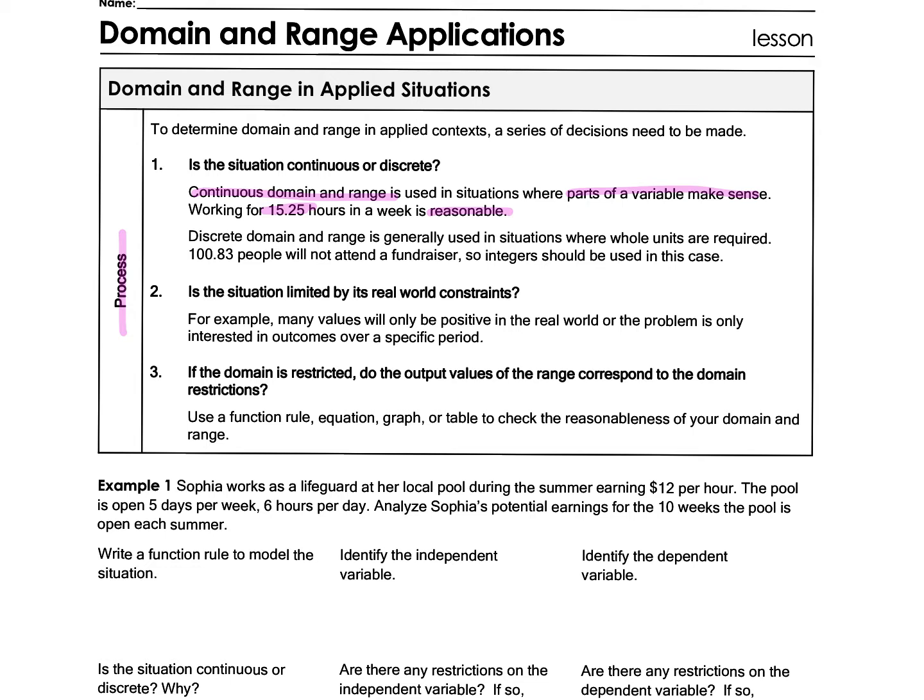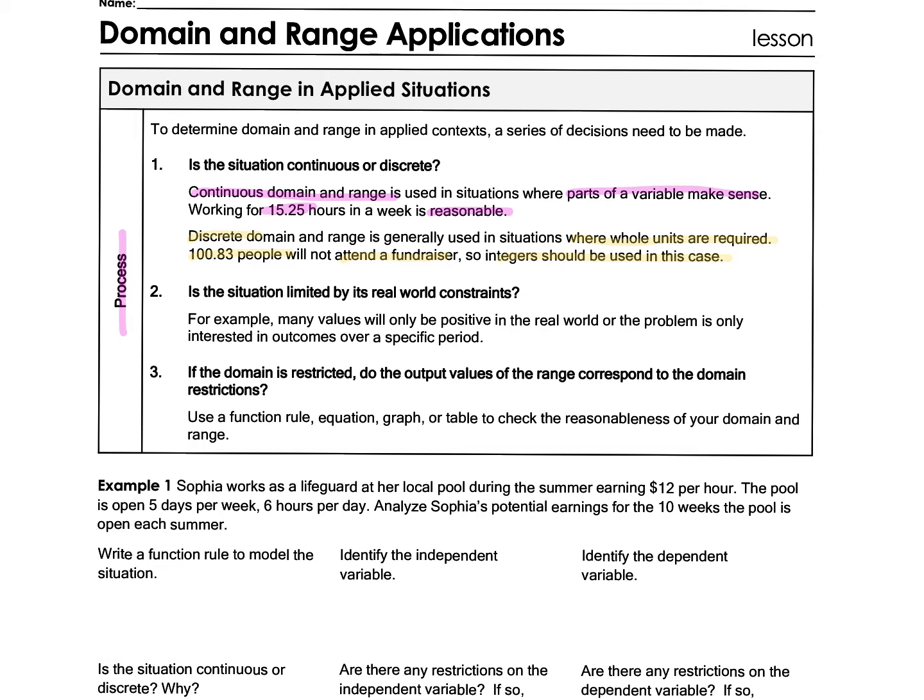A discrete example would be where whole number units are required. So for example, if we had 100.83 people, they would not attend a fundraiser. You can't have 0.83 of a person. So integers should be used in this case, so that would be a discrete example.